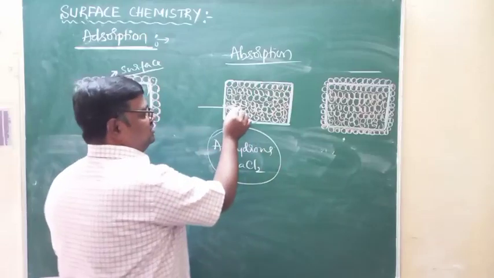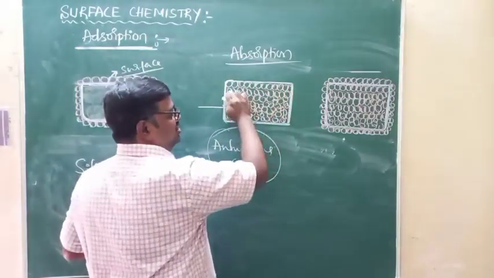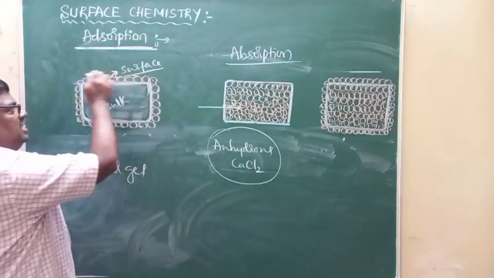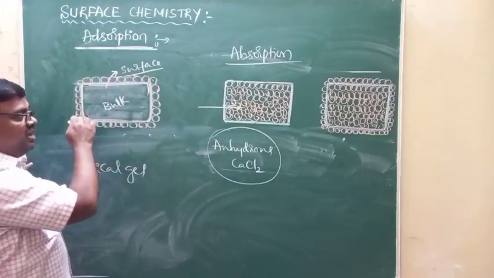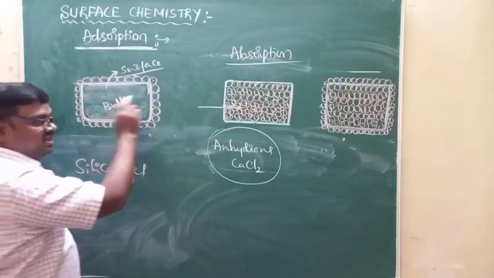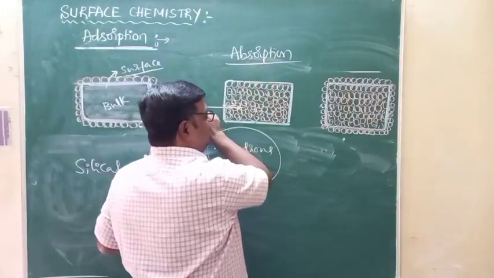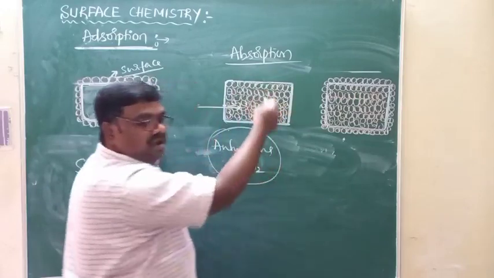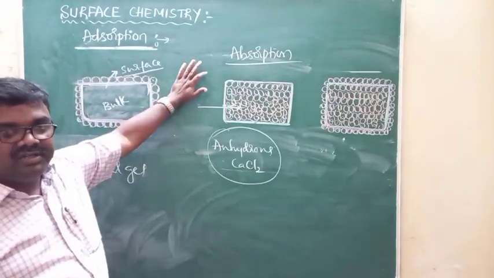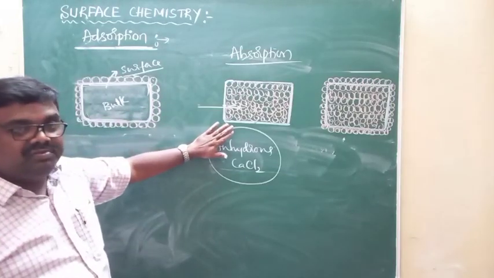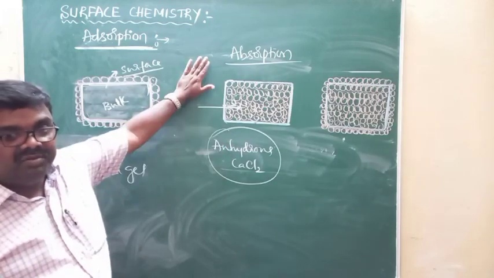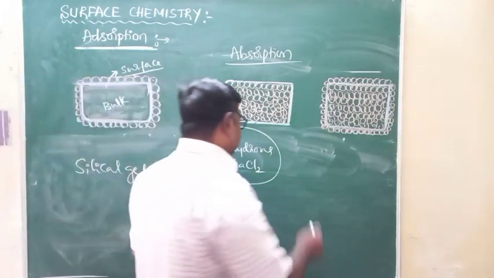You can just observe here, the particles are shown in the bulk of the solid or liquid. Here, the particles are attached to the surface only. No particles are entering into the bulk as far as adsorption is concerned. Whereas in the case of absorption, the molecules will enter into the bulk of the solid or liquid. That is what we call absorption, and the best example is absorption of water by anhydrous calcium chloride.